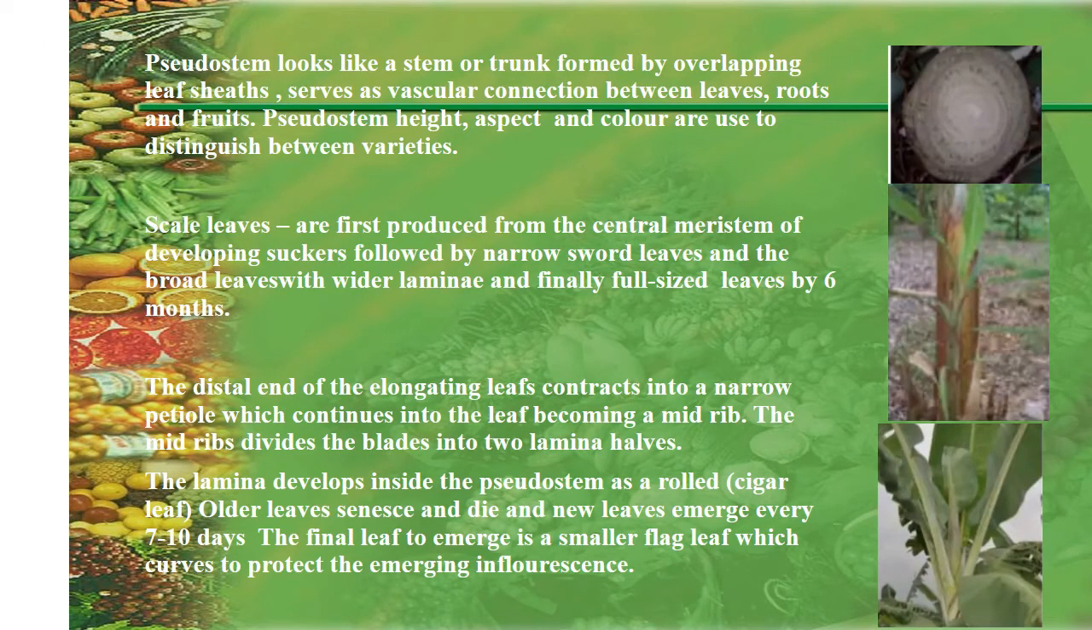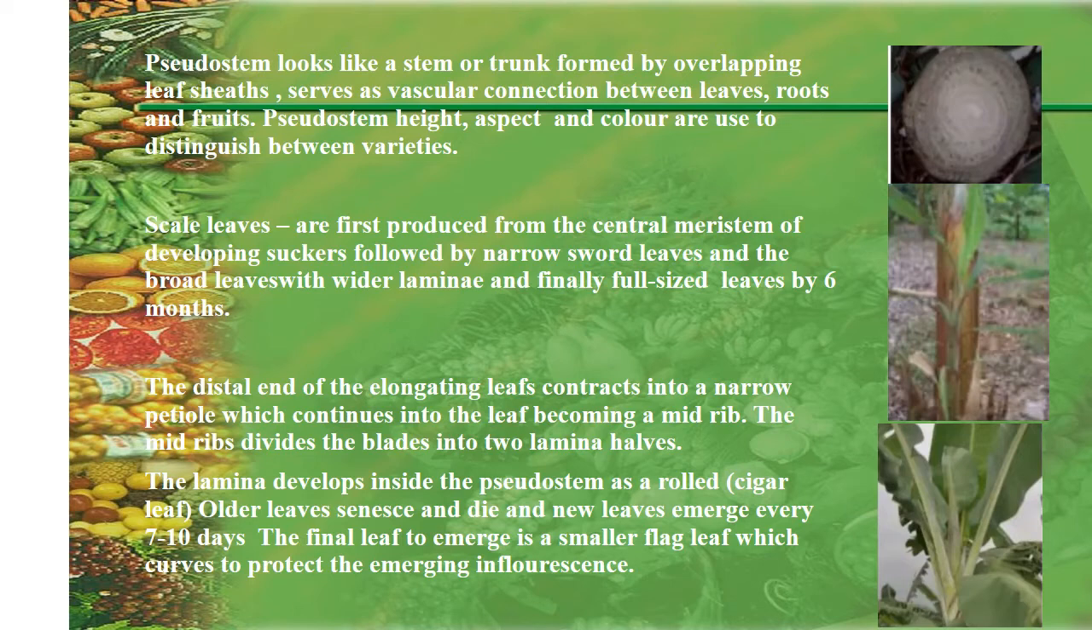Pseudostem. Looks like a stem or trunk formed by overlapping leaf sheaths, serving as a vascular connection between leaves, roots, and fruits. Pseudostem height, aspect, and color are used to distinguish between varieties. Scale leaves are first produced from the central meristem of developing suckers, followed by narrow sword leaves and the broad leaves with wider laminae, and finally full-size leaves by 6 months.